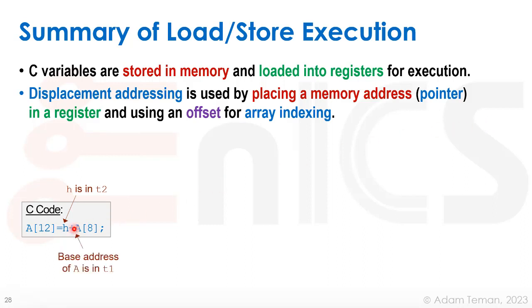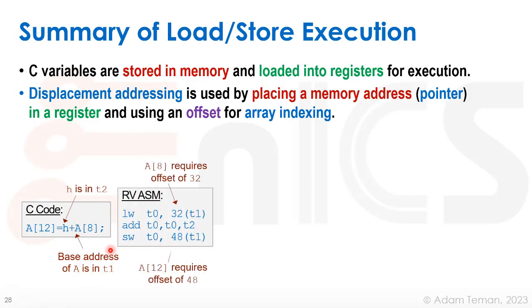Okay, so if we have some simple C code, A[12] = h + A[8], A is an array, and the 12th, or actually 13th, position inside the array is going to be equal to h, which is right now some value that's stored in t2, plus A[8]. So we know that the base address of A is stored in t1.